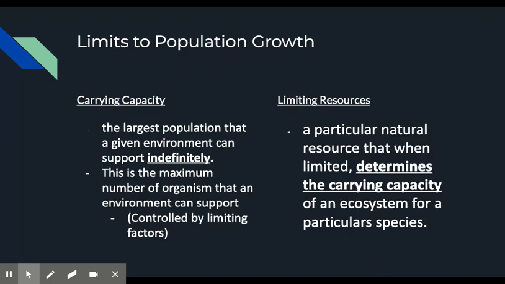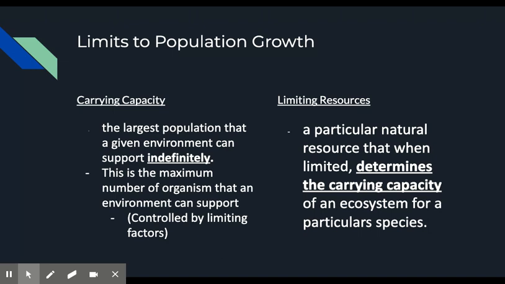All right, limits to population growth. We're going to talk about carrying capacity and limiting resources. So a carrying capacity is the largest population that a given environment can support indefinitely. So what does that mean? It's a maximum number of organisms that an environment can support, right? The tundra can only support so many caribou before they graze it and die, and there's nothing left for them.